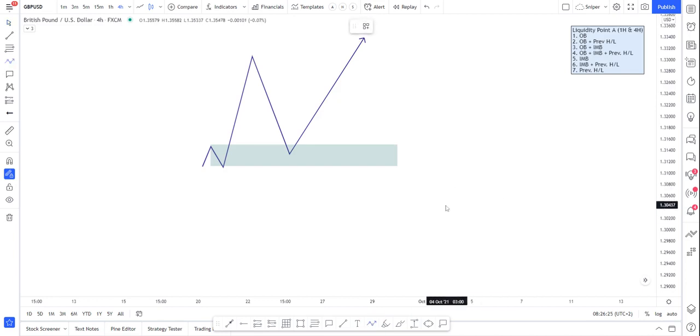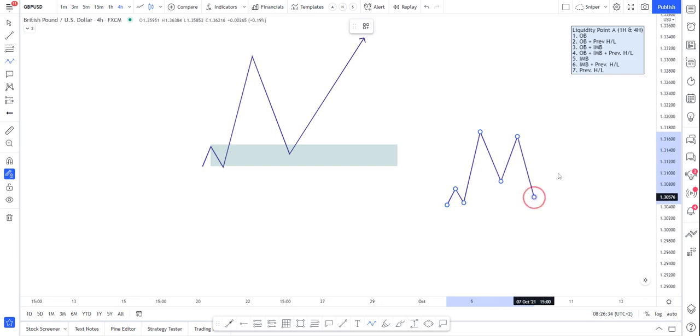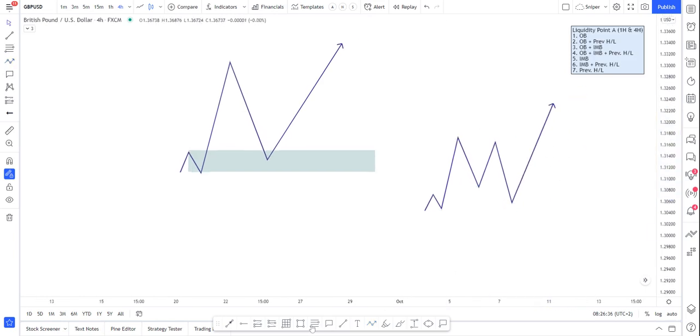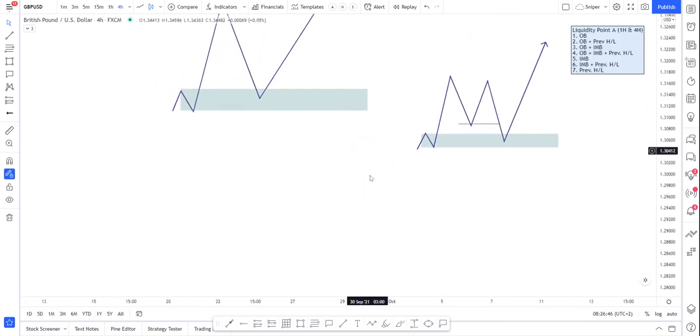The second one is where we have an order block. We can also create a low, so price failed to reach it, but then later on comes back, taps into the order block and moves up. So this is our second one. So this is number 2, where we can see that we've created a low, order block, and price reaches into it. Then we have order block and imbalance.